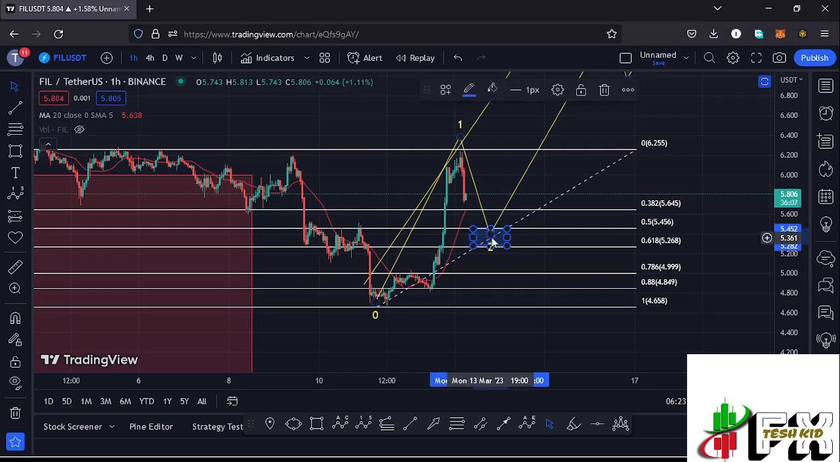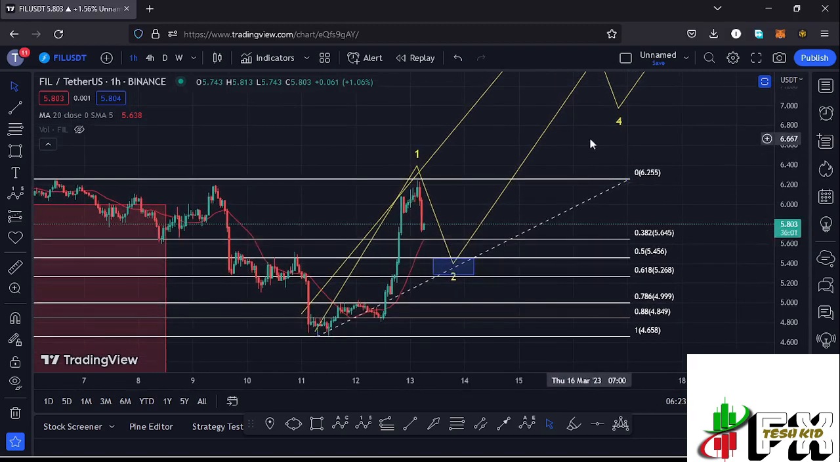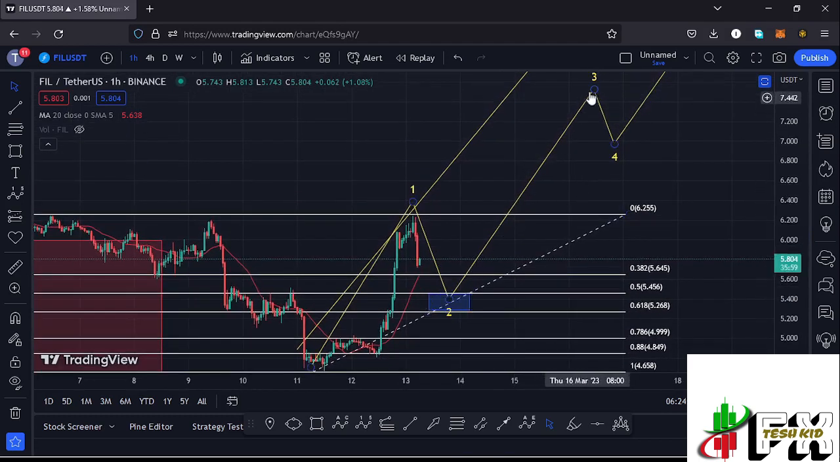And once we get into this blue target area down here, then that will be another perfect entry to get back into Filecoin, so that we can ride that massive bounce to the upside in the formation of that wave 3. So that is what I'm expecting here on the short-term scenarios.